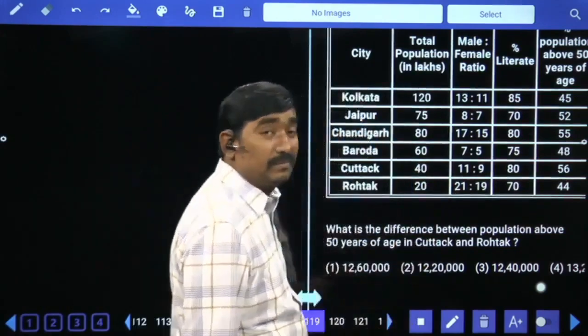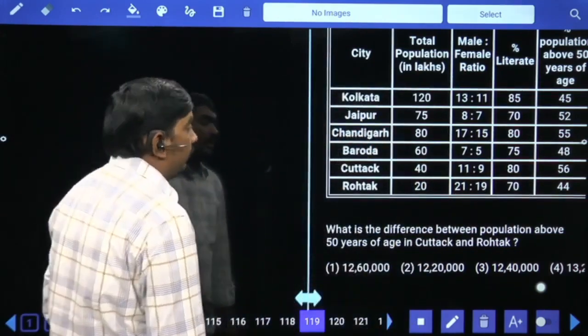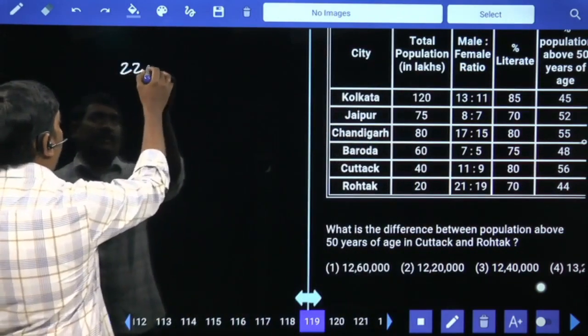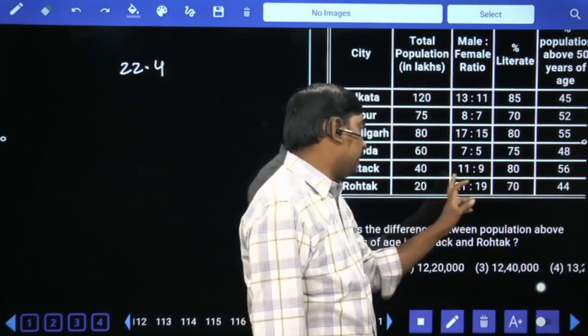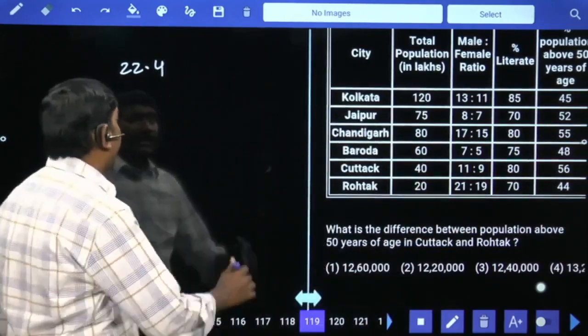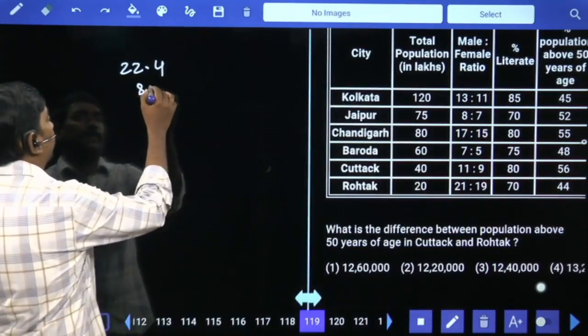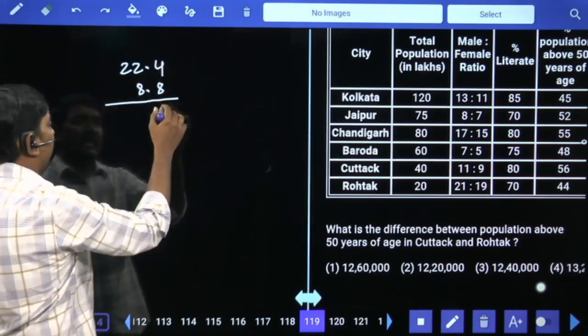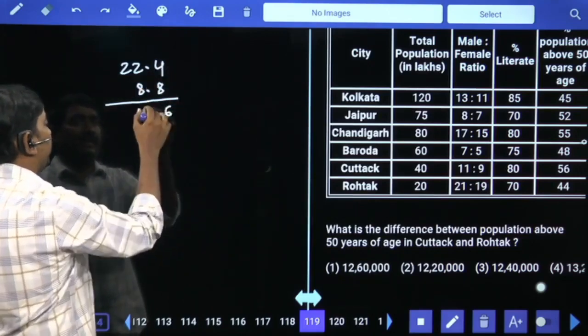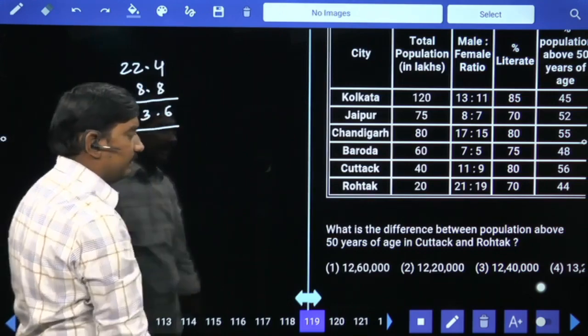56% of 40 means 22.4. 44% of 20, 8.8. So difference is how much? 22.4 minus 8.8, 13.6.